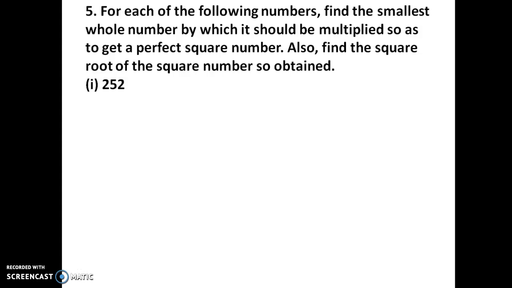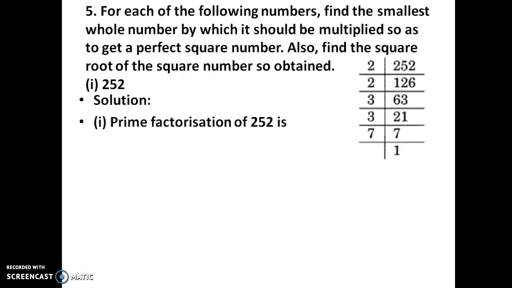Also find the square root of the square number so obtained. Okay, so here they have given a number, so we have to find out what it is multiplied by to get the perfect square. For this, first you have to do the prime factorizing. How we did in the previous problem, similarly we have to do the prime factorizing.